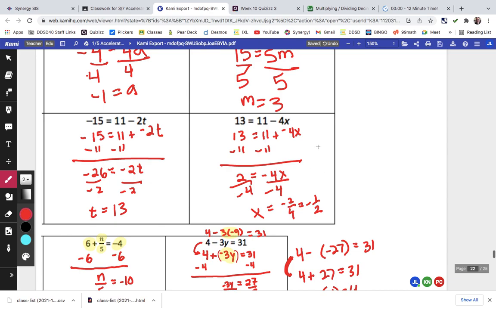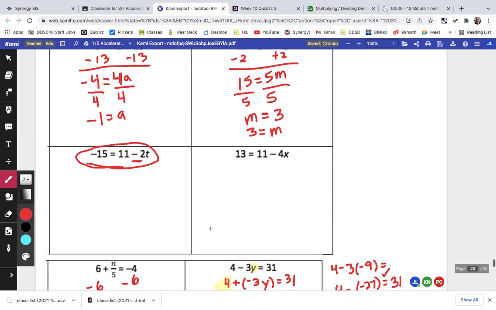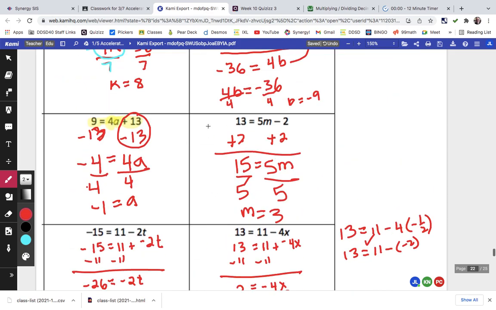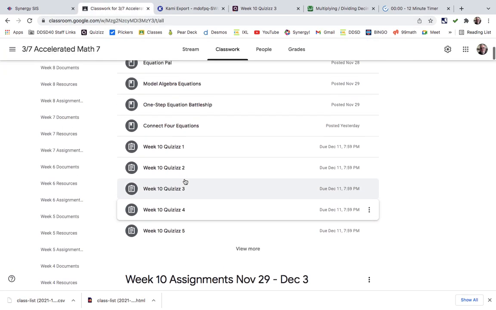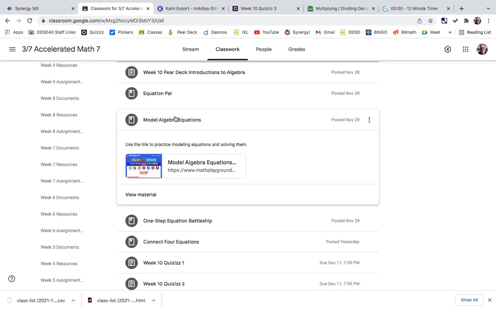And if we wanted to check that, we could make sure that 13 is equal to 11 minus 4 times negative 1/2. 4 times negative 1/2 is negative 2, and 11 minus a negative 2 is equal to 13, so that one checks. And so that's what we just did, those notes in class, and then we went to model algebraic equations.